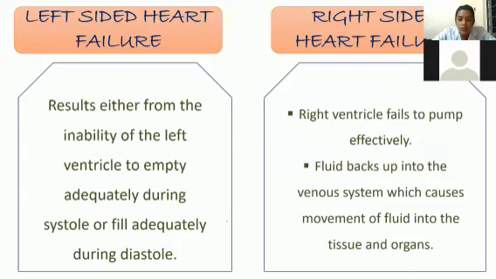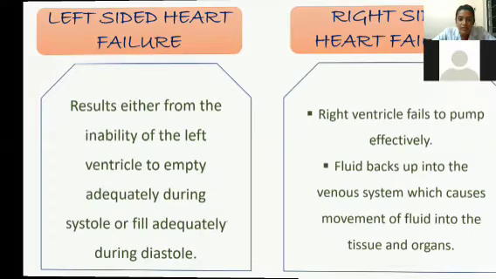So the right ventricle is not pumping out the blood adequately. What will happen? The fluid will go back. You know the anatomy of the heart. If the right ventricle is not pumping adequately, fluid backs up to the right atrium, then to the inferior vena cava, to the liver. So hepatomegaly, splenomegaly, ascites, everything we can expect from this condition. So right-sided and left-sided heart failure is one classification.